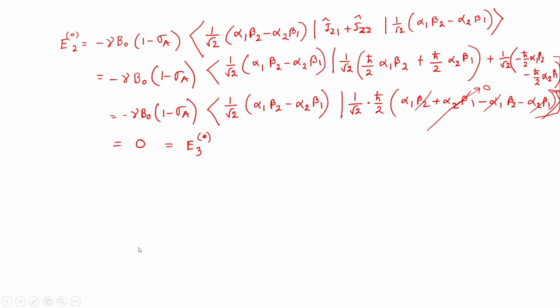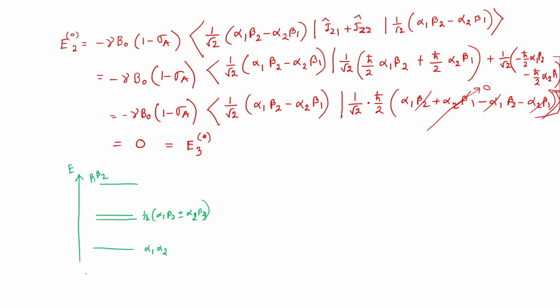So how does that energy look like? Let me draw that. In energy scale, it will actually look like this. For A2 system, energy is increasing, so actually this is your fourth, it is beta 1 beta 2. Then there are two non-degenerate states, that is 1 by root 2 alpha 1 beta 2 plus minus alpha 2 beta 1. And there is another state, it is alpha 1 alpha 2.